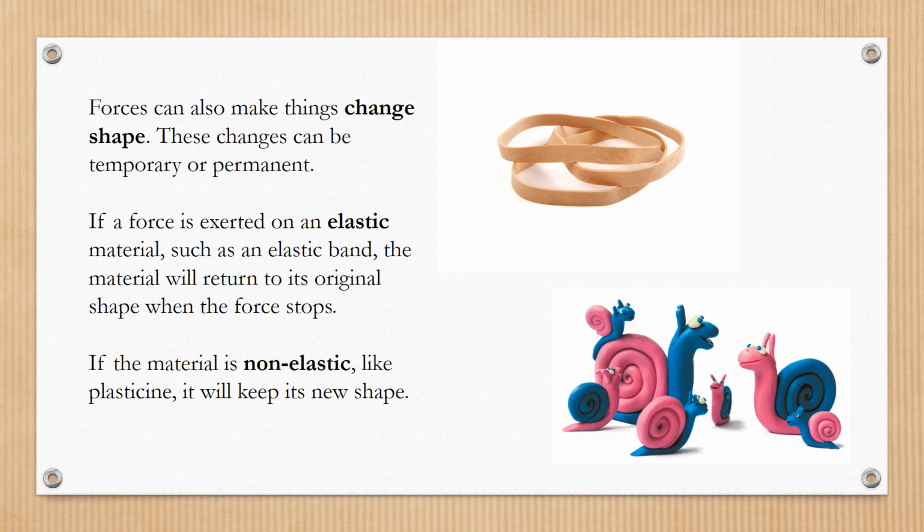Forces can also make things change shape. These changes can be temporary or permanent. If a force is exerted on an elastic material, such as an elastic band, the material will return to its original shape when the force stops. If the material is non-elastic, like plasticine, it will keep its new shape.